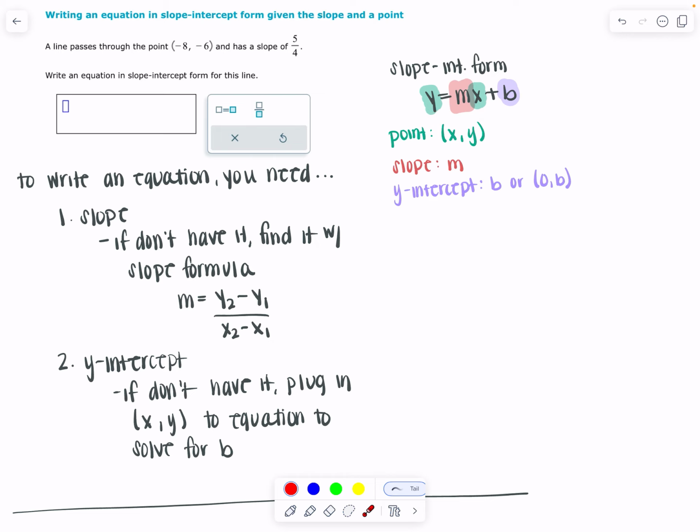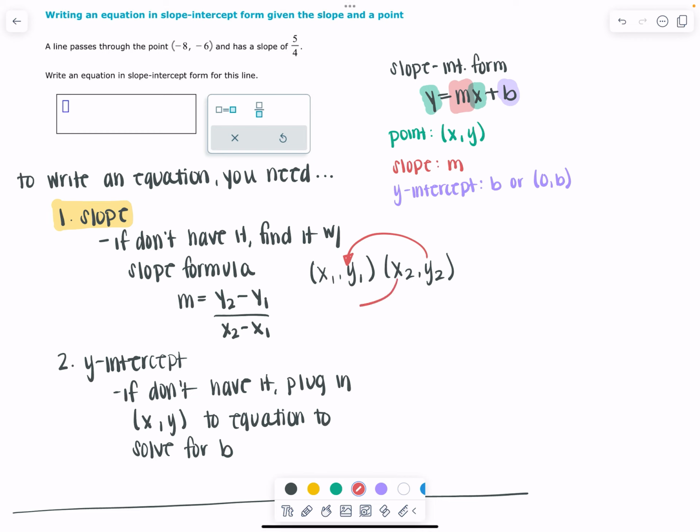To write a linear equation in general, I need two things. I need the slope. If I don't have the slope, I can find it using the slope formula from earlier in this chapter: m equals y2 minus y1 over x2 minus x1, with the points (x1, y1) and (x2, y2). We subtracted the y's from back to front, and subtracted the x's from back to front. So that was just a recap of the slope formula.